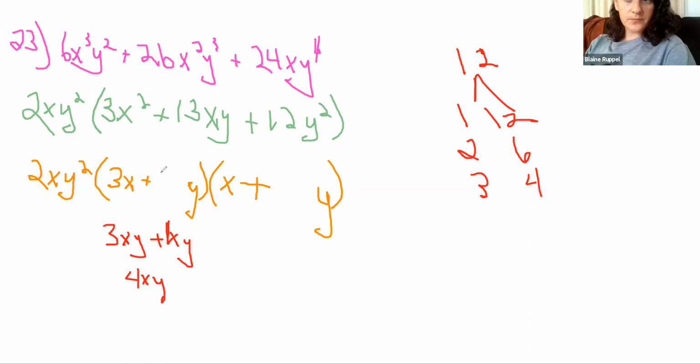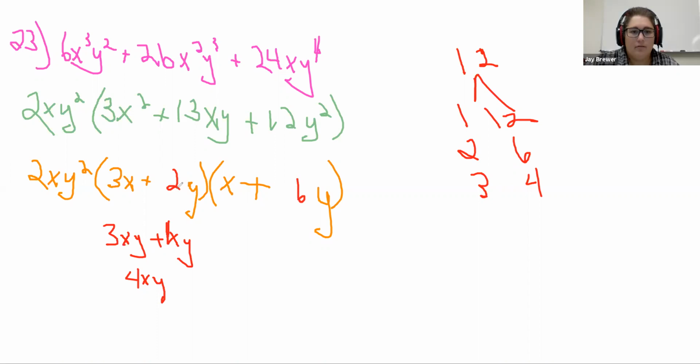2 and 6. Okay, so let's try 2 and 6. All right, so 6 times 3 is going to give us more than 13, right? All right, so we know it's not going to be that way. Could it be another way? Could it be a 2 here and a 6 here? Well, that would give us 6xy. So that gives us 10, but then another 6xy would give us 16. So it can't be that one. So what does that leave us with?